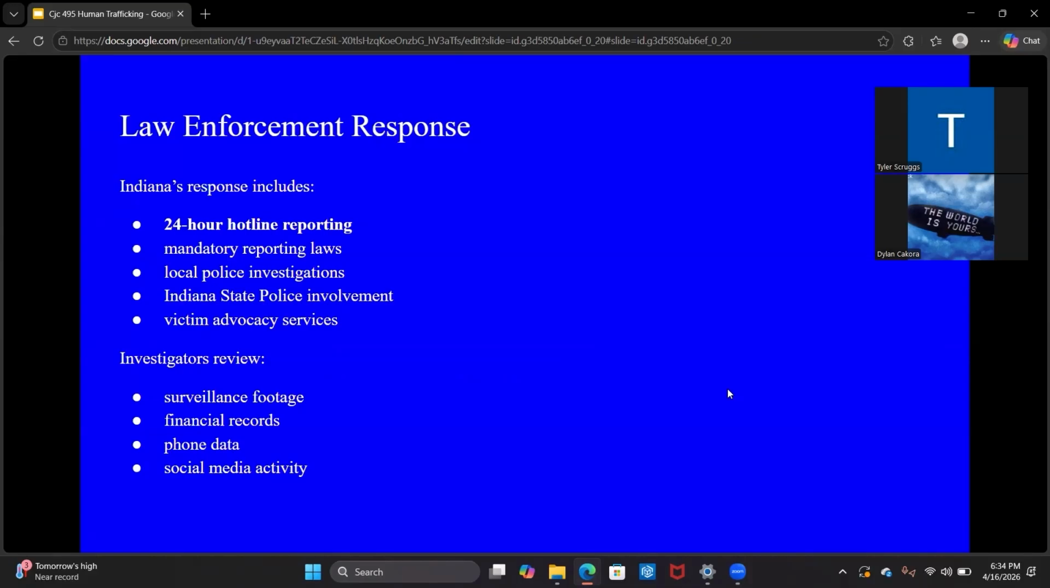Now you may ask what might some responses be from law enforcement? Indiana in particular responses are the 24-hour hotline reporting system, mandatory reporting laws, local police investigations, Indiana State Police involvement, and victim advocacy services. Investigators review surveillance footage, financial records, phone data, and social media activity. During investigations, victim advocates collaborate closely with law enforcement.